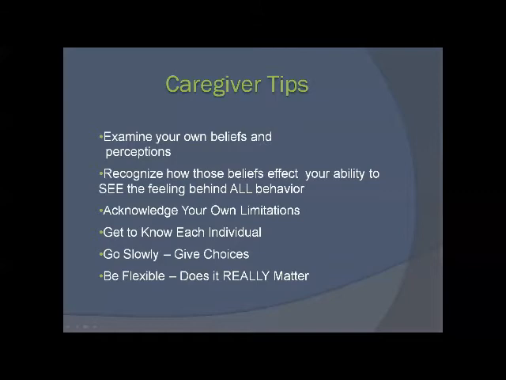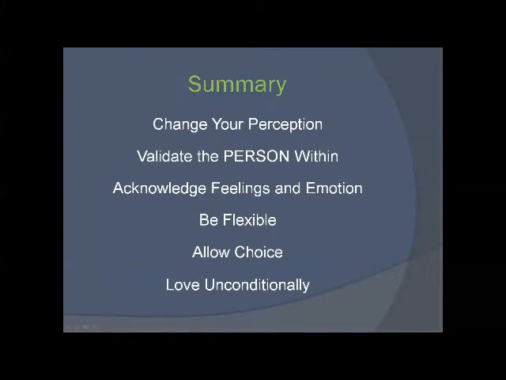We need to be there for the people with dementia. We need to allow them to be in control and tell us what they need. So in summary, change your perception, validate that person within. Validation is critical. Acknowledge their feelings and emotions. Be flexible. Allow choice. And love unconditionally. Let people know you love them. It doesn't matter where they are, what they are doing. You love them unconditionally and you will be there for them.